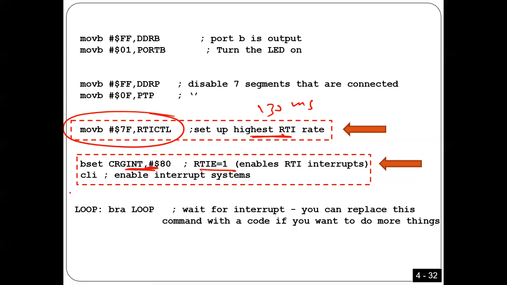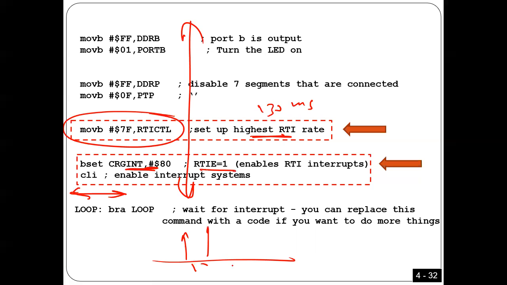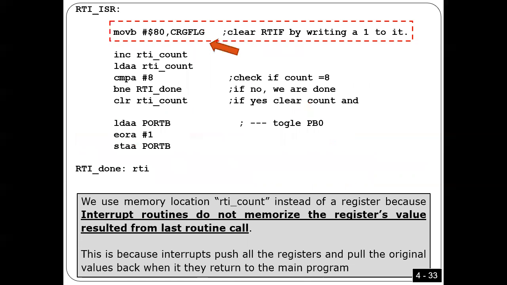Once I finish the initialization this way, interrupts are going to be triggered every 130 millisecond. That means every 130 millisecond, I have a subroutine. This subroutine is going to be executed every 130 millisecond. Once I finish the initialization this way, is that okay? Let's see what is written here in the subroutine. This is the subroutine. See what is written.